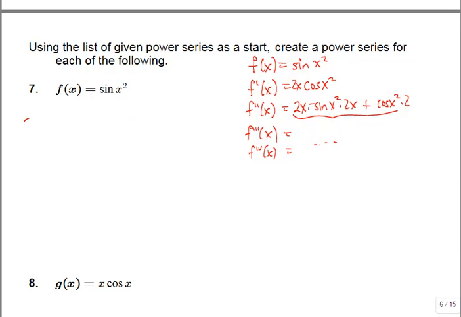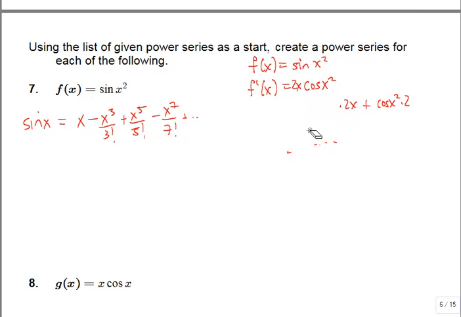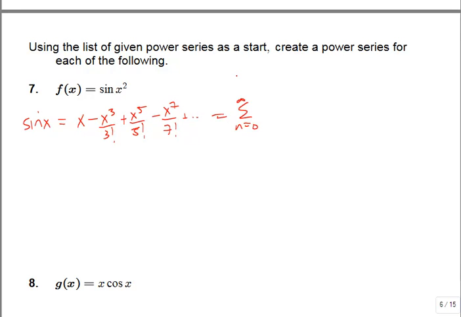We know that sine of x has as its power series x minus x cubed over 3 factorial plus x to the 5th over 5 factorial minus x to the 7th over 7 factorial, etc. You can write this using the power series notation if you prefer. That would be equal to the sum from n equals 0 to infinity of negative 1 to the n, x to the 2n plus 1, over 2n plus 1 factorial. So how do I get sine of x squared out of this?